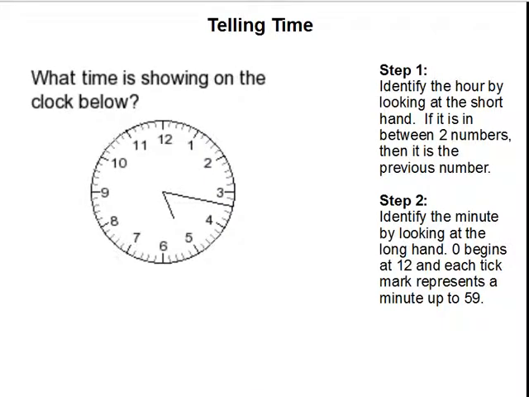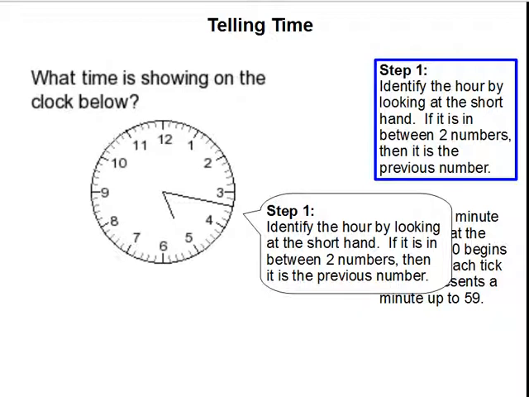Telling time. In this problem, we are going to identify the time given an analog clock. Step 1. Identify the hour by looking at the shorthand. If it is in between two numbers, then it is the previous number.